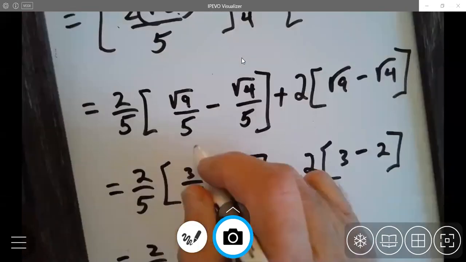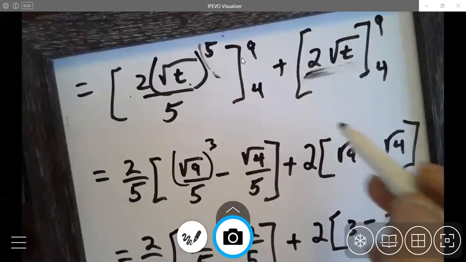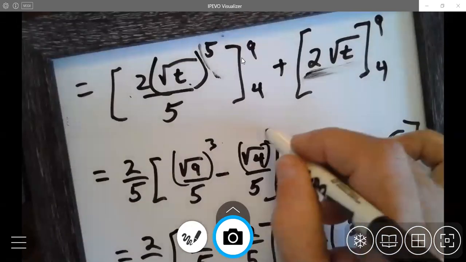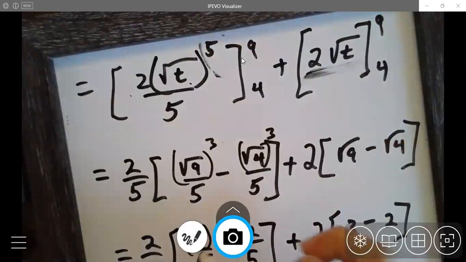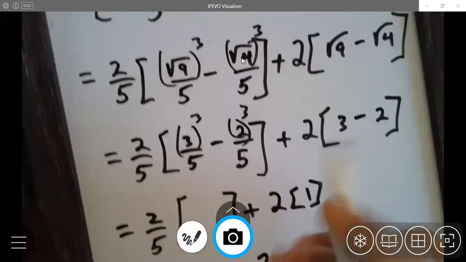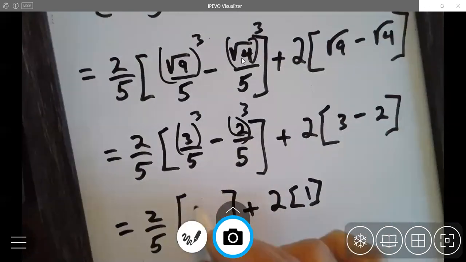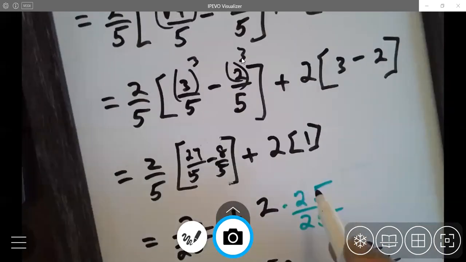Oh, I forgot to cube this. Okay, so this is cubed and this is cubed here. So that'll be square root of 3, but we have to cube each one of these. So this is actually 27 over 5 minus 8 over 5. So that's 19 over 5.